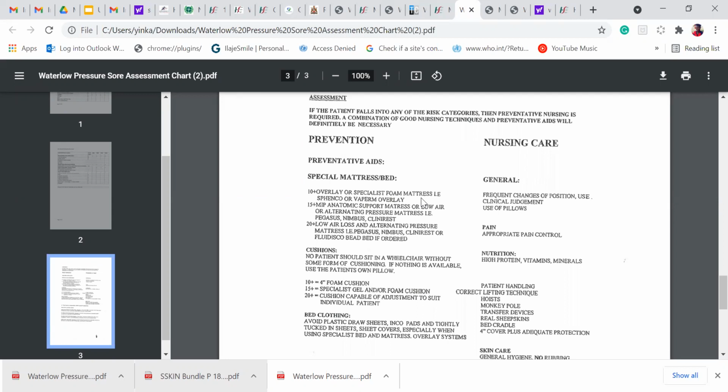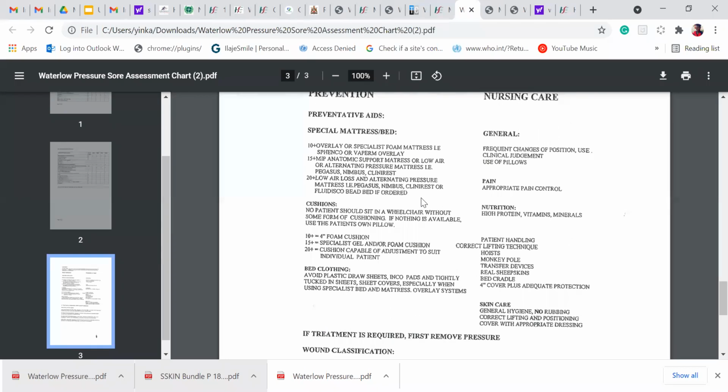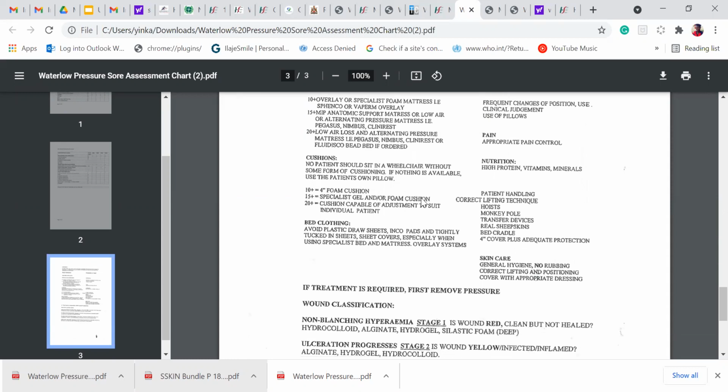Bed clothing as well. Avoid plastic draw sheets, ankle pads, tightly tucked in sheets, and all that when using a specialist bed and mattress. So those are the things you need to pay attention to. The skincare will be general hygiene, no rubbing, use the correct lifting and positioning, and cover with an appropriate dressing if there is any wound or exposure.